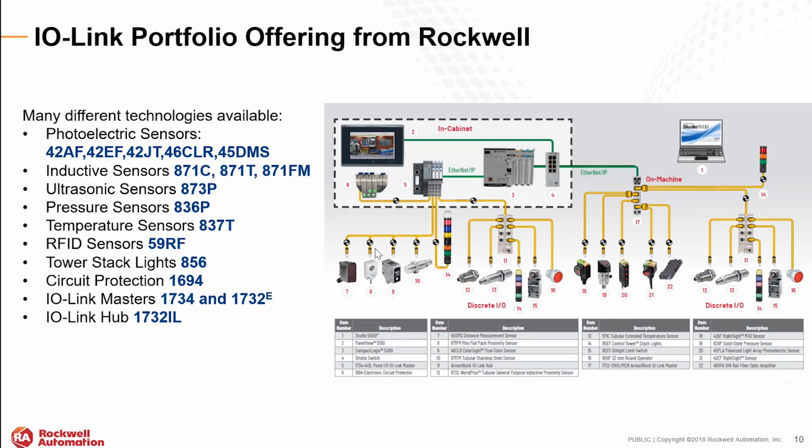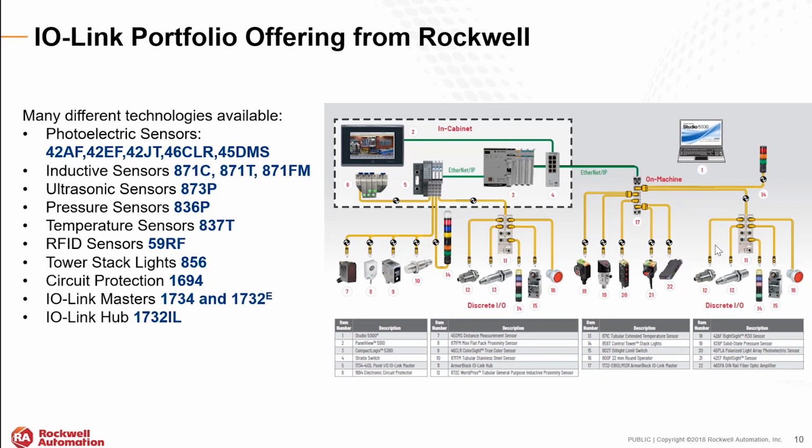From that little architecture drawing here, you see we have basically two types of connecting devices. First of all is an in-cabinet solution. That means we have the so-called Point IO architecture here. You would wire back everything into a cabinet. Or the on-machine connectivity. That means the IO-Link master is an ArmorBlock version, IP67. You would wire everything directly into that master here.